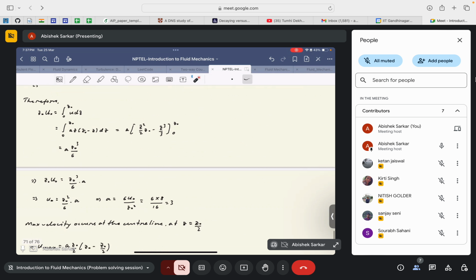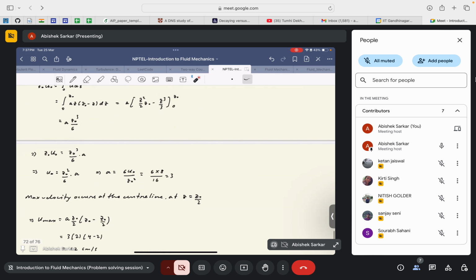Now if you solve this, because you know the values of u naught and z naught, you need to find the value of a. That's important to find the value of u max, you will see why. Then a is equal to 6 u naught by z naught square, which is 6 into 8 times 16, that is equal to 3.